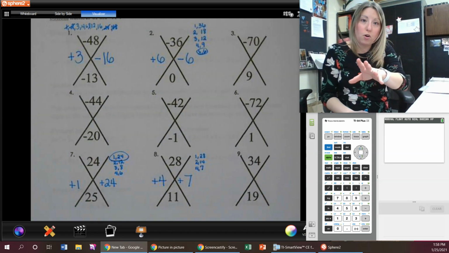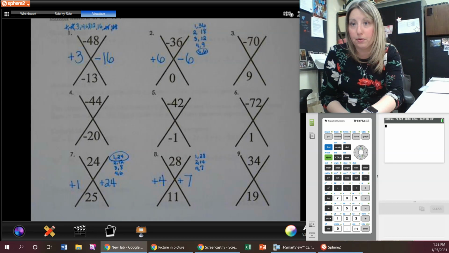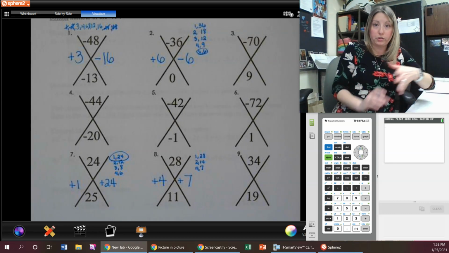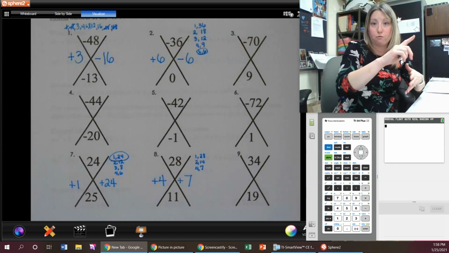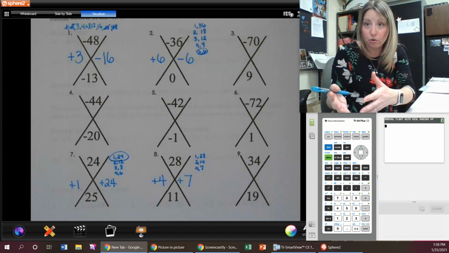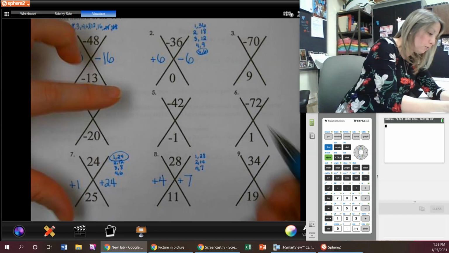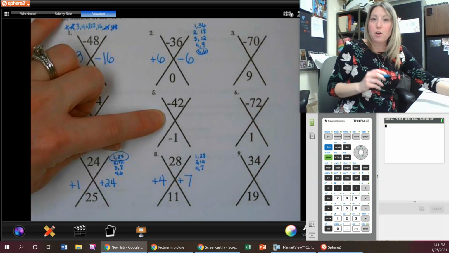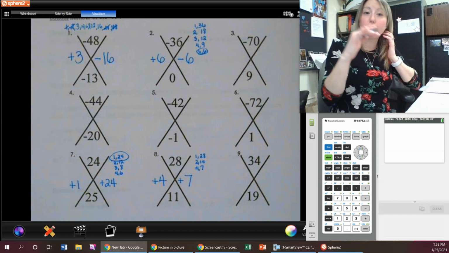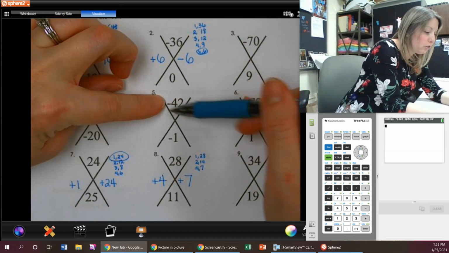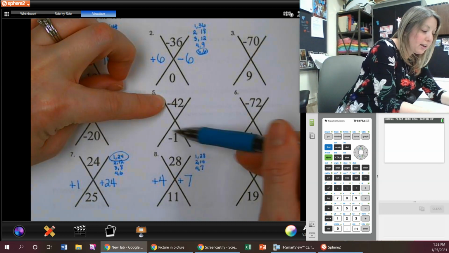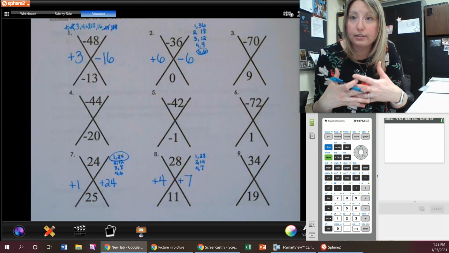Let me do one more before I let you try on your own. That one more I'm going to do is number 5. Then I'll have you do 3, 4, 6, and 9 on your own. See if you can do these patterns. I'm going to do number 5 because it's interesting, where you've got this negative 42 up here and this negative 1 that we're adding or subtracting to get.